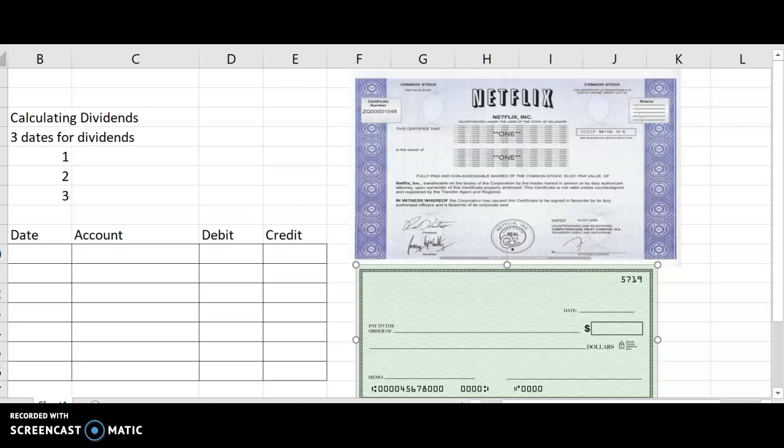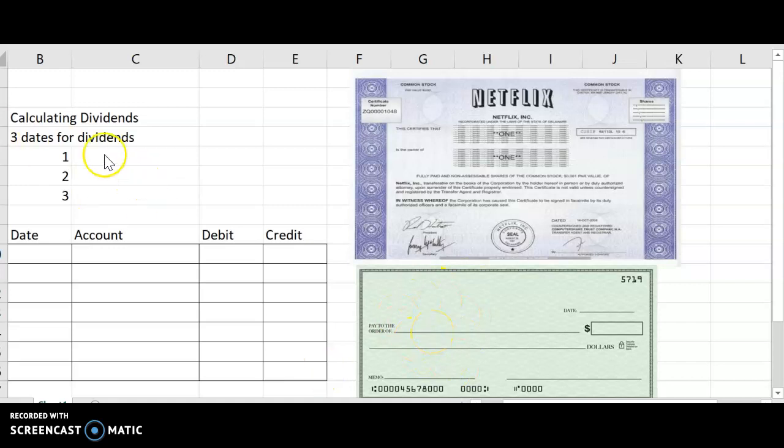Okay, this video is going to talk about dividends. We have a share of stock here. This piece of paper represents an ownership of our business. And down here represents a check, and if we decide to issue dividends, this means we're going to share net income or profits with our investors. We would write a check for these dividends.